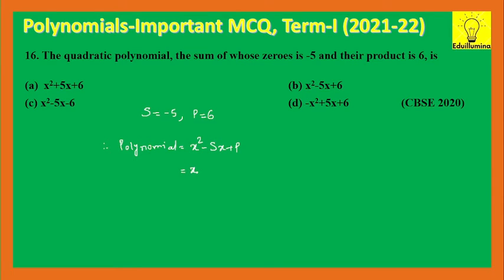So placing the values of s and p, x square minus (-5) into x plus 6. So the answer is x square plus 5x plus 6. The option A is the right answer.